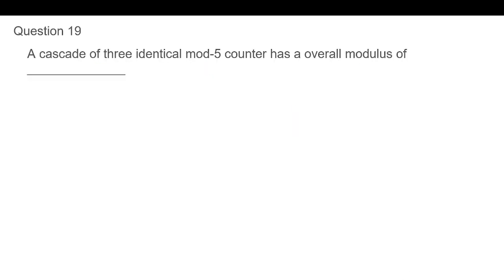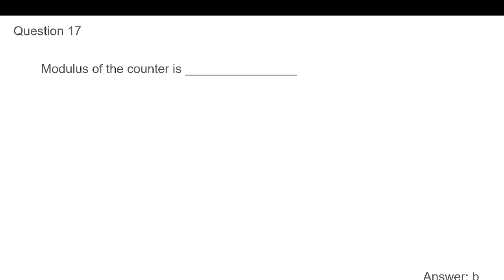Next question. A cascade of three identical mod 5 counters has the overall modulus. So we have three mod 5 counters. So it is 125 is the modulus of the counter. Yes, so next we will solve this question.